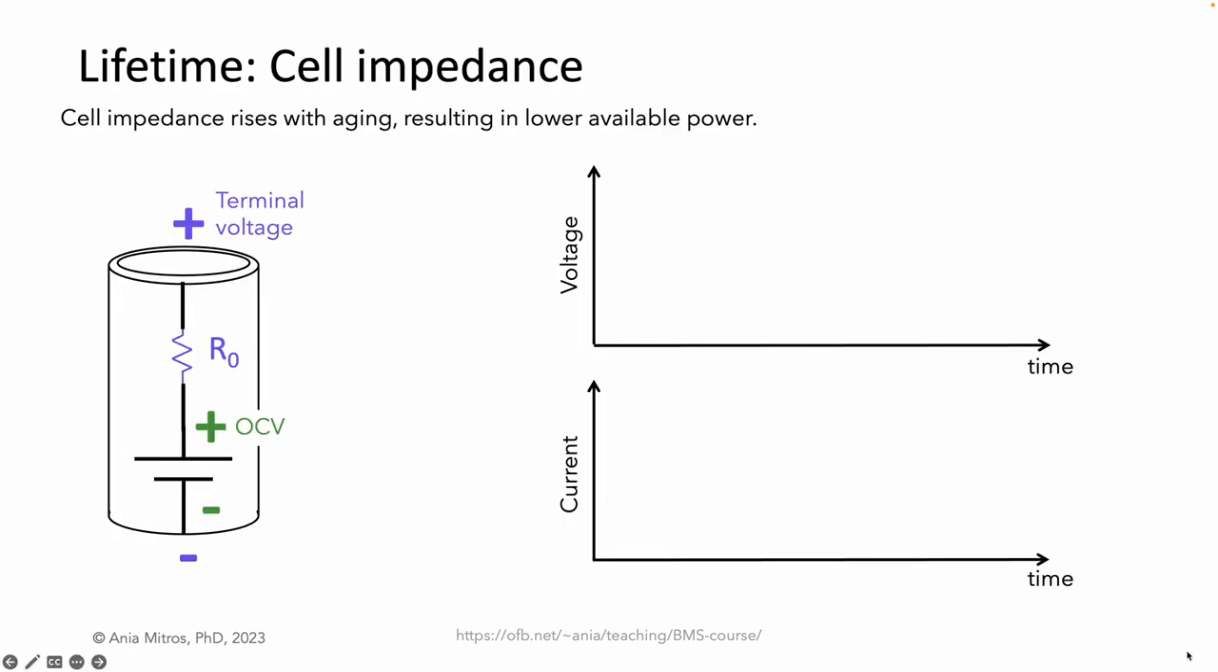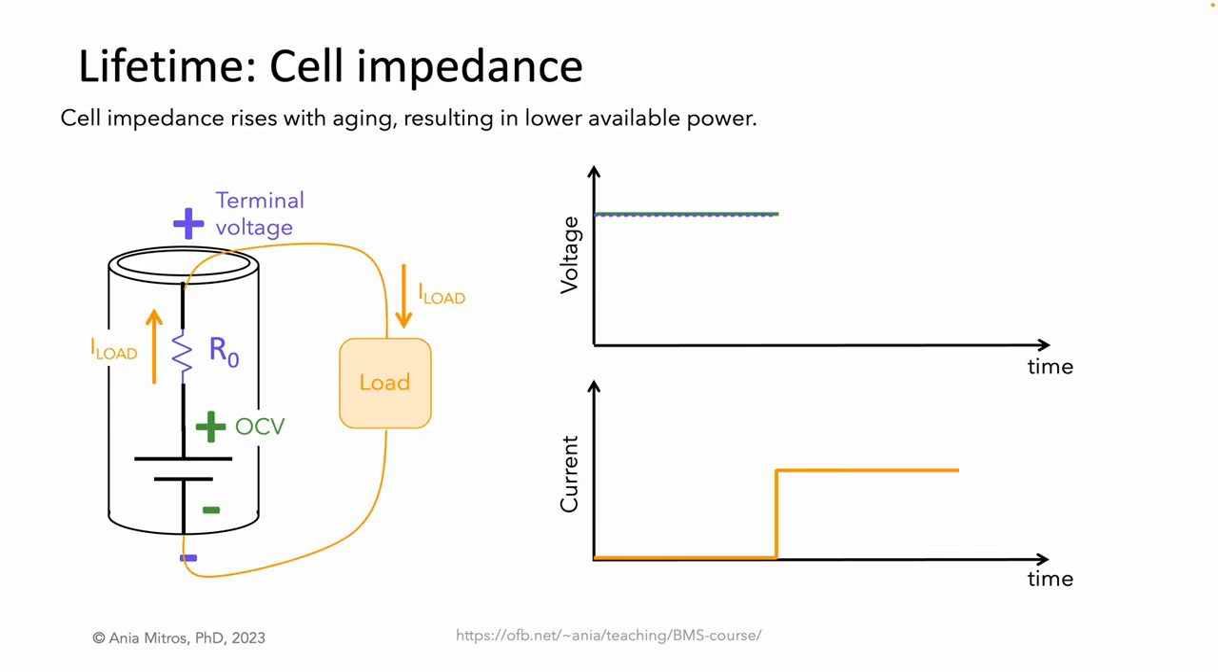We talked about capacity degradation due to aging. Also important is cell impedance increase with aging. With zero current flowing, the cell's internal voltage equals the terminal voltage. With a load current, the terminal voltage drops by an IR drop. The larger the internal impedance R0, the larger this drop.